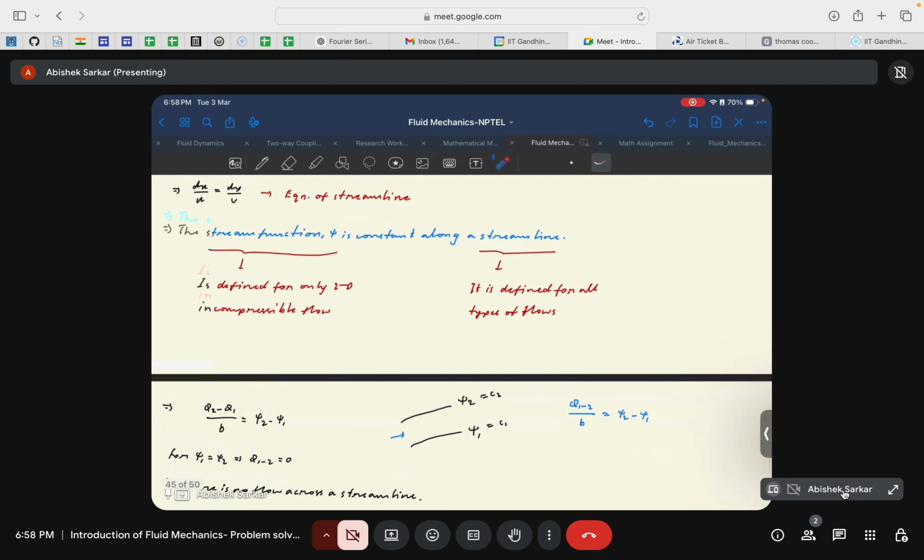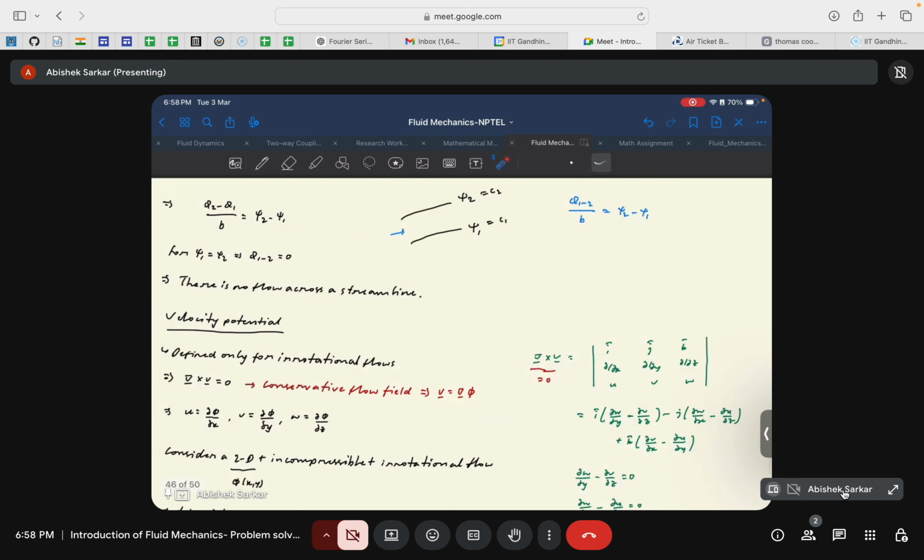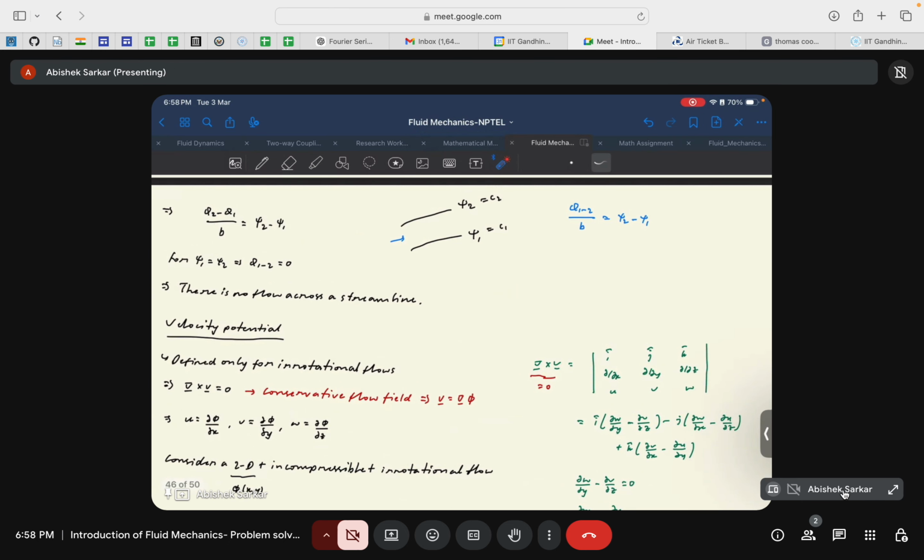Okay. The second factor that I want to discuss is how these stream functions are used, or actually the physical significance of the stream function, which is that it is a quantifying parameter for flow rates across a 2D incompressible flow.